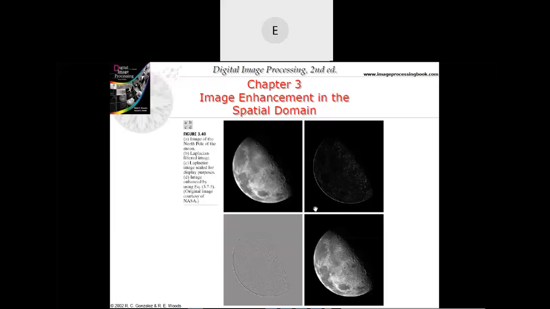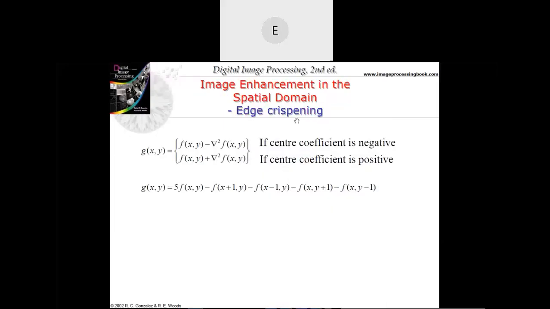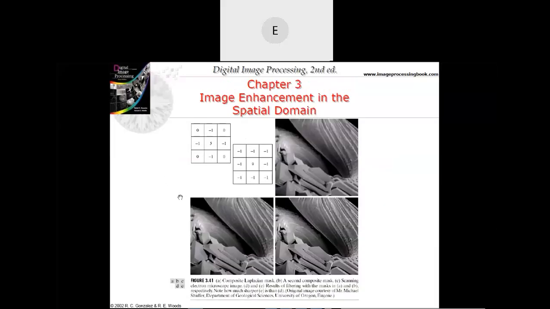Okay, is the point clear? What is edge crispening? Just add the original to the Laplacian. I again repeat, don't look at it as subtraction, you are adding. So I am just adding the original to the Laplacian, that's all I am doing. So I am getting an edge crispened image.